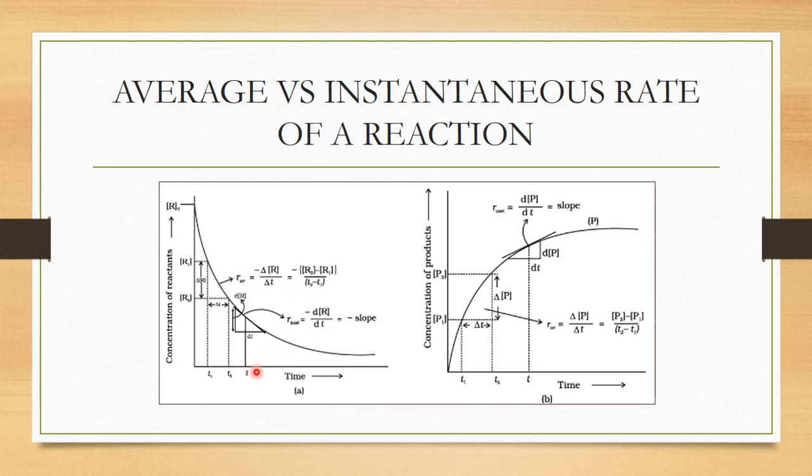Now for finding the instantaneous rate of a reaction at a particular time, from that particular time just draw a single line which cuts the graph at some particular point. Maybe reactant graph, maybe product graph. On that point, just draw a tangent over here. You can see the tangent over here, you can see the tangent over here, and calculate the slope at that particular point. Slope of the graph at that particular point will give you the instantaneous rate of a reaction.